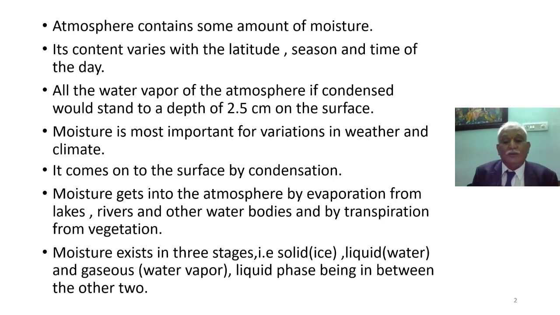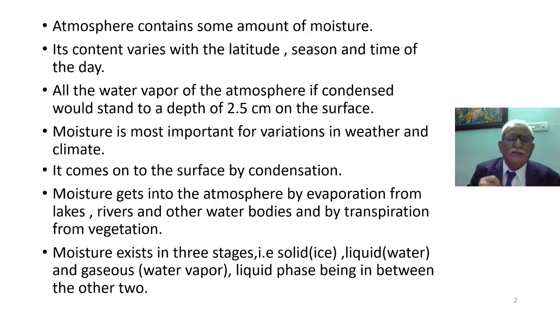There in the basics I told: the atmosphere contains nitrogen, oxygen, carbon dioxide, water vapor, and several other gases, both by weight and volume. I mentioned the water vapor content in the atmosphere ranges from 0.02 to 4%. However, it changes. How does it change? It depends upon the latitude, season, and the time of the day. All the water vapor in the atmosphere, if condensed, would stand to a depth of 2.5 centimeters on the surface.